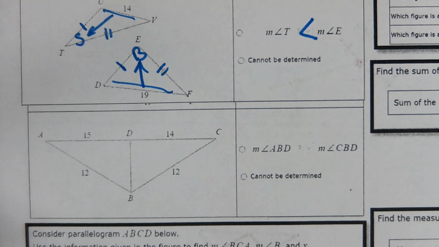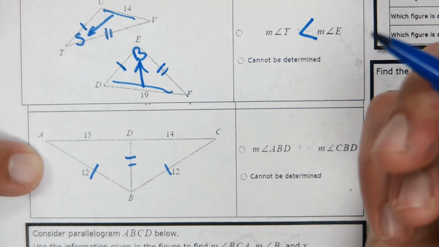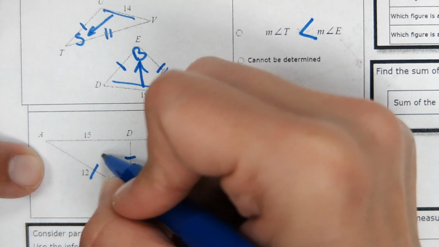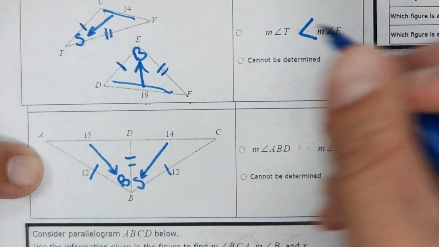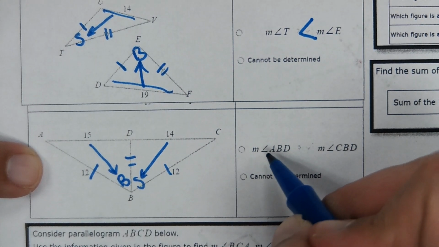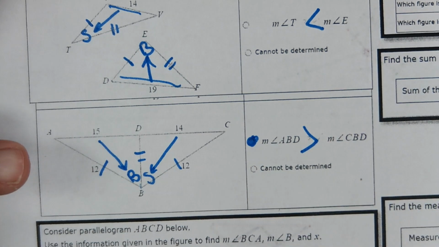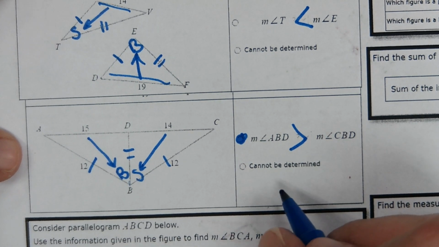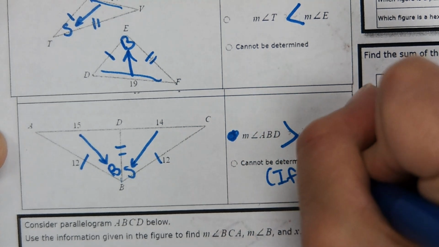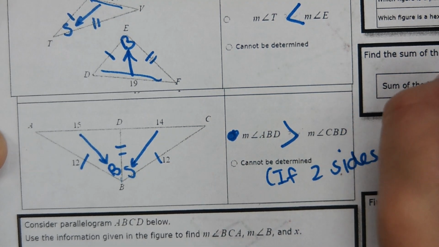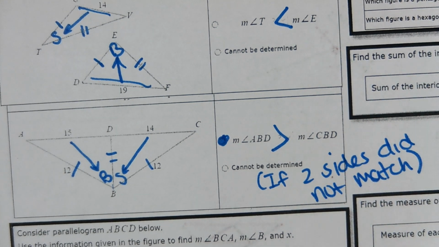Okay, next. Let's see, so this matches this, cool. This matches itself. And then we can use this. So this 15 is bigger. So this angle would be bigger, 14 smaller. So this would be smaller. So ABD is bigger, like this. And then what you would choose, cannot be determined, is when two sides did not match. That is when you would choose cannot be determined.